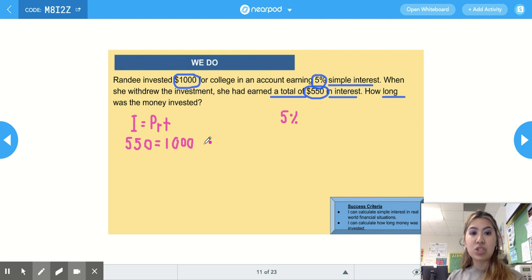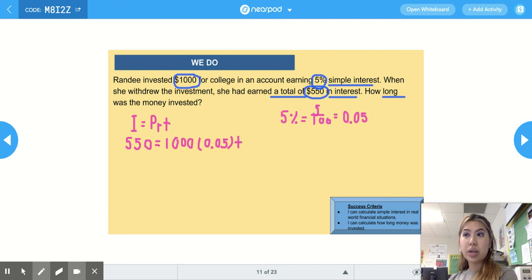We know that the account earned 5% simple interest, but we are not going to substitute the 5 as the R. We actually need to turn R into a decimal. So we can do 5 divided by 100, or we can just move our decimal place 2 spaces to the left, and that makes our decimal 0.05. So we have 1,000 times 0.05. And since we don't know what the time is, we're just going to keep our variable t.